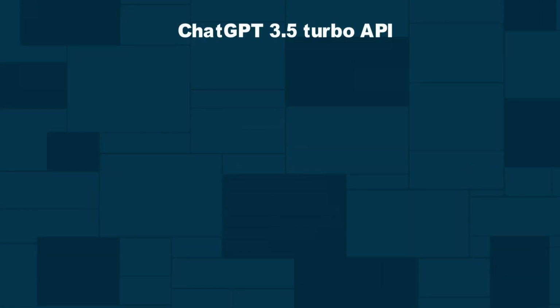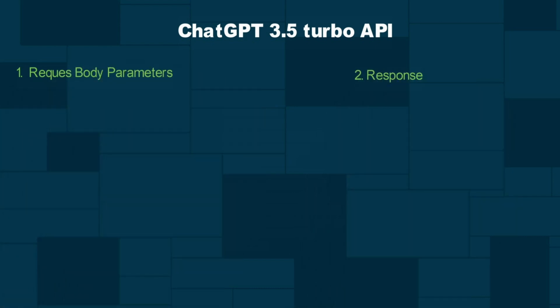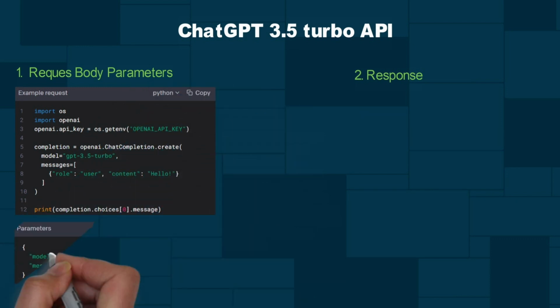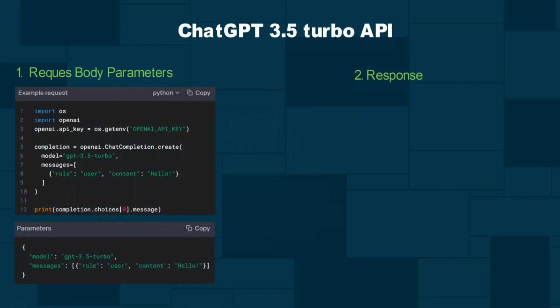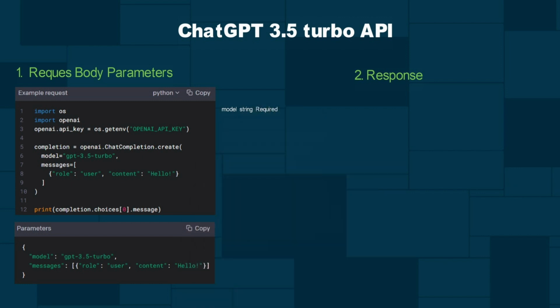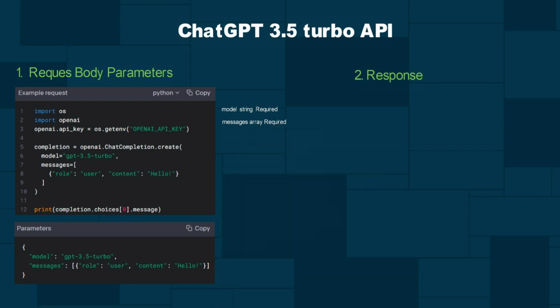ChatGPT 3.5 Turbo API. ChatGPT 3.5 Turbo API has two subheadings: request body parameters and responses. Request body parameters has two examples below. Model, string, required. ID of the model to use. Currently, only GPT 3.5 Turbo and GPT 3.5 Turbo 0301 are supported. Messages, array, required. The messages to generate chat completions for, in the chat format.